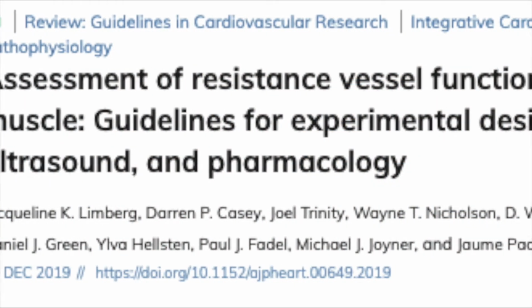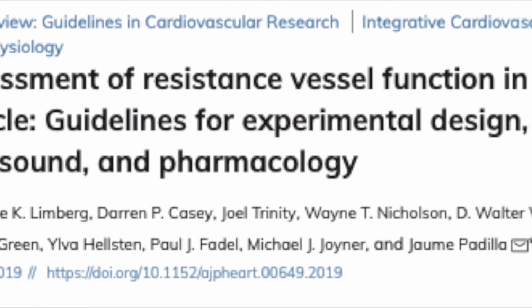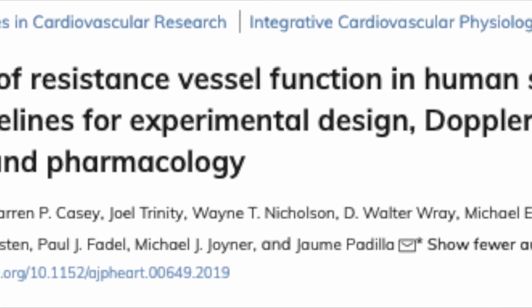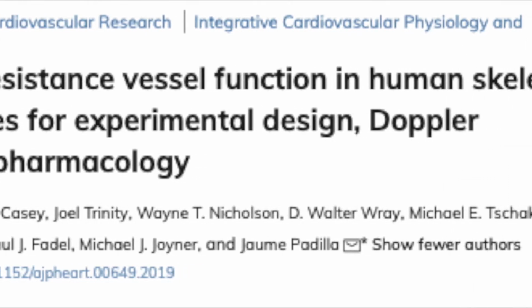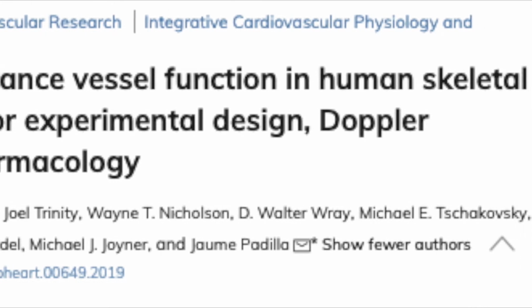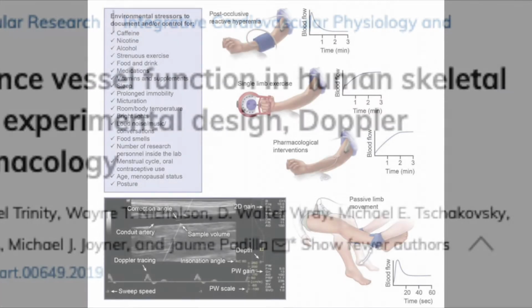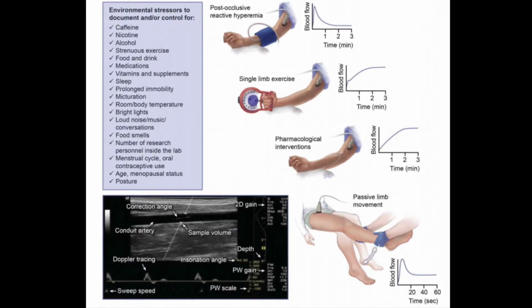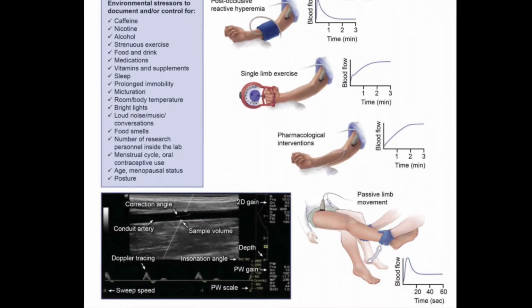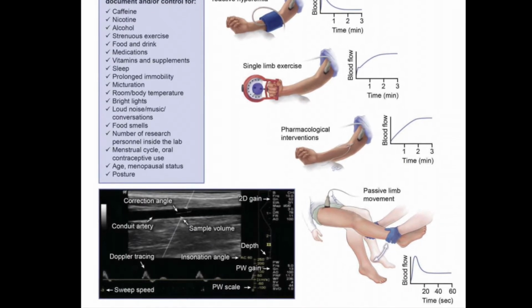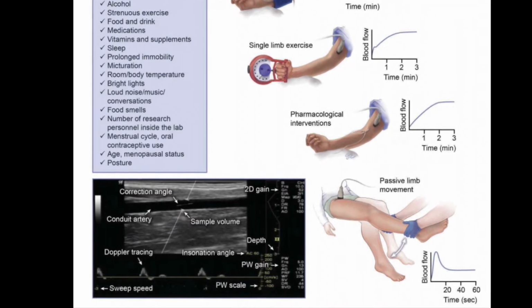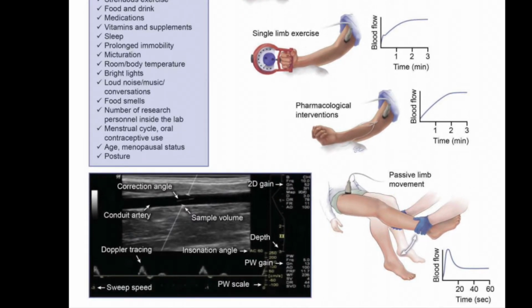In one of our premier Guidelines in Cardiovascular Physiology papers, Limberg et al. discussed the do's and don'ts of using duplex Doppler ultrasound to assess blood flow under a variety of experimental conditions in order to study skeletal muscle resistance vessel function. This paper provides general as well as specific recommendations regarding the conduct of human studies involving Doppler ultrasound-based measures of resistance vessel function in skeletal muscle.